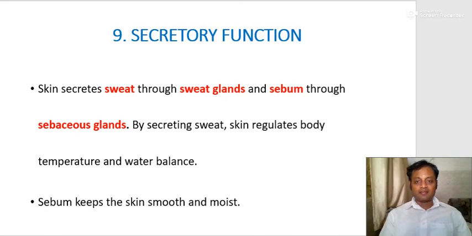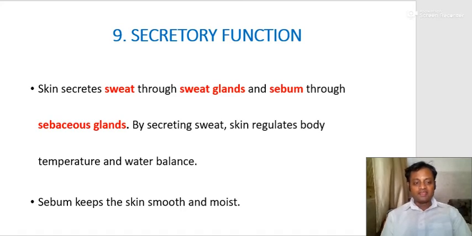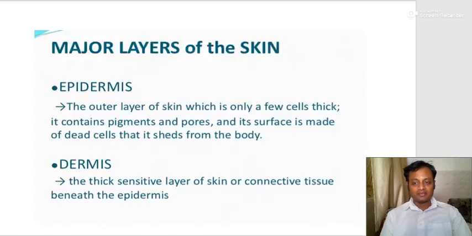It absorbs. That is called absorptive function. Next, skin has some secretory function. Skin secretes sweat through sweat glands and sebum through sebaceous glands. By secreting sweat, skin regulates body temperature and water balance. What is the function of sebum? Sebum keeps the skin smooth and moist. So this is about the functions of the skin.